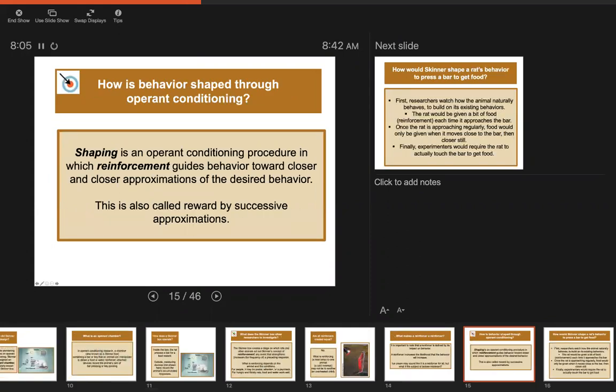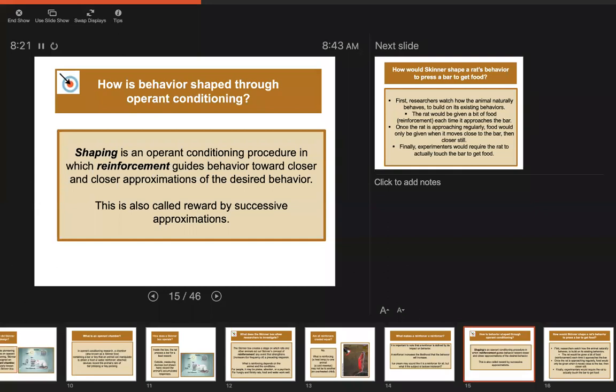So how is behavior shaped through operant conditioning? Shaping is an operant conditioning procedure in which reinforcement guides behavior toward closer and closer approximation of the desired behavior. This is called successive approximations.